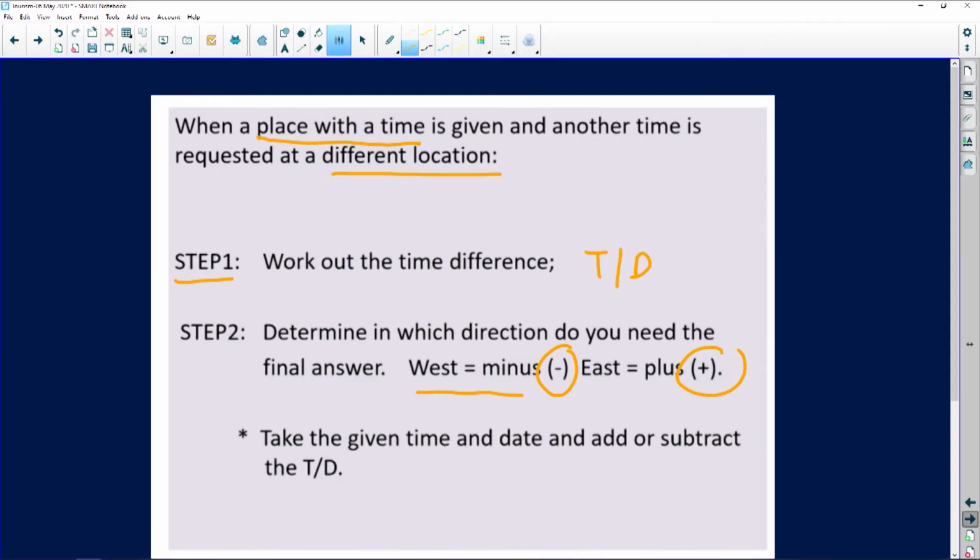So when two points are given, be safe. Put your finger on your time zone map on the given location. Write down the time in your answer sheet. And then, are you looking for the new answer towards the east or the west? That will determine whether you're going to minus or plus the time difference. Let's quickly do an example.